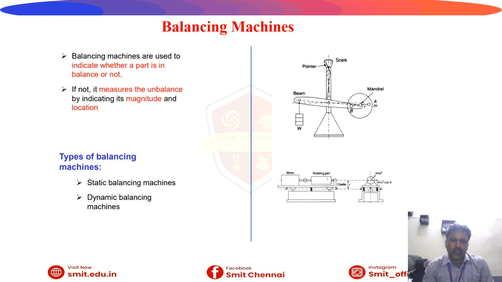Now balancing machines. Balancing machines are used to indicate whether the part is in balance or not. As we have already seen, the effect of the centrifugal force, as high dynamic forces, will cause damage to the entire system. The types of balancing machines are nothing but static balancing machine and dynamic balancing machine.